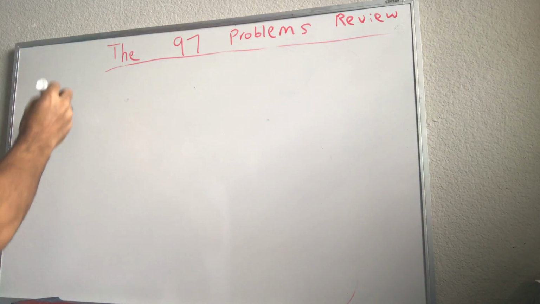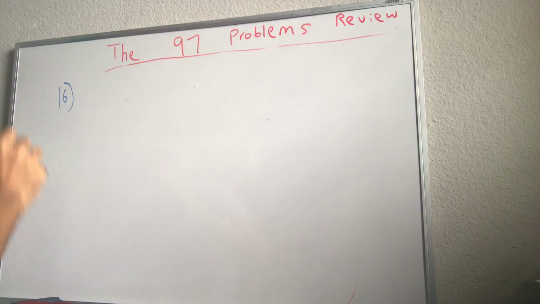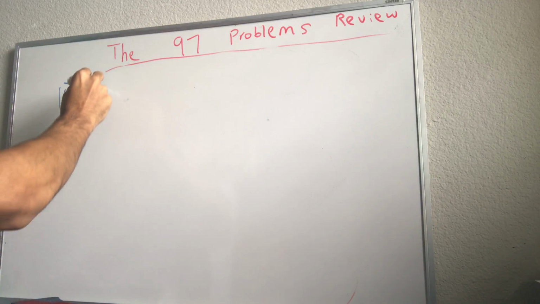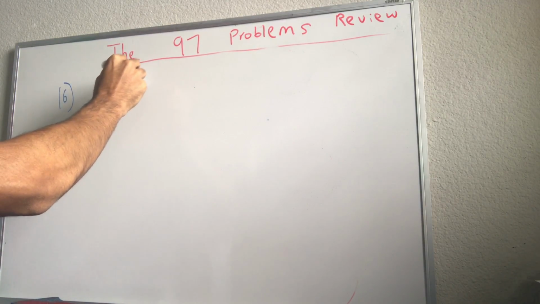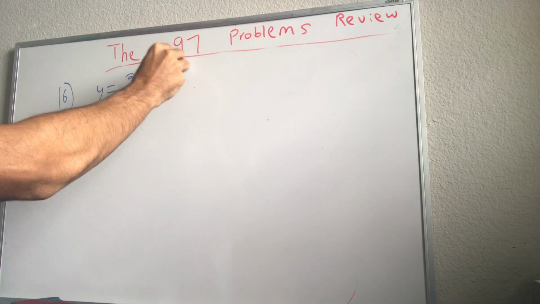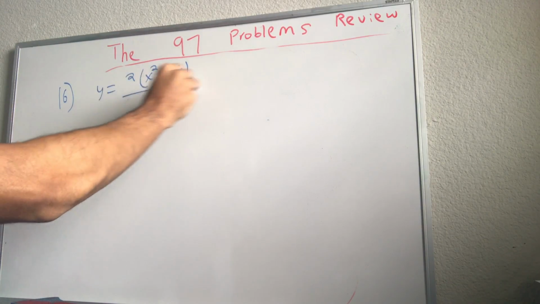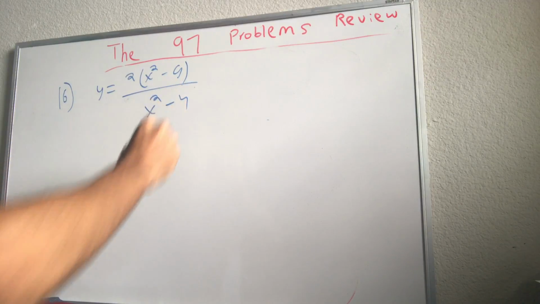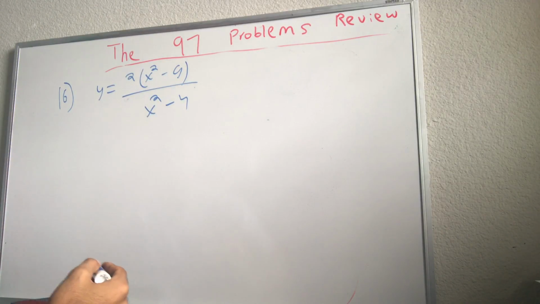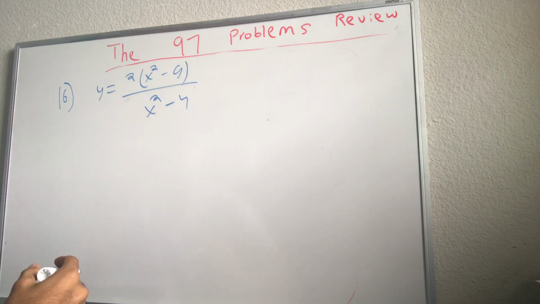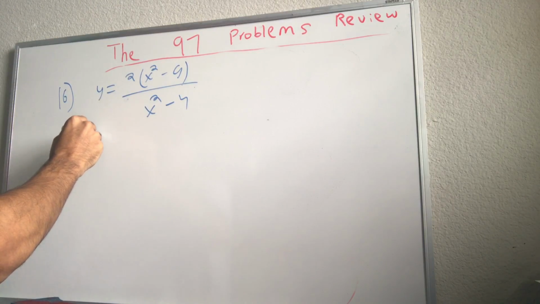Now we have question number 16 here. So for question number 16, we have the following equation. We have y is equal to 2 times (x squared minus 9), and we have all of this divided by (x squared minus 4). So this is our equation over here, and again, a rational function. So we want to factor this out, right? So if we factor this out, we have y is equal to 2.